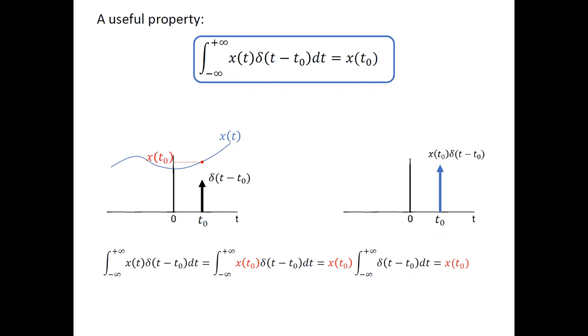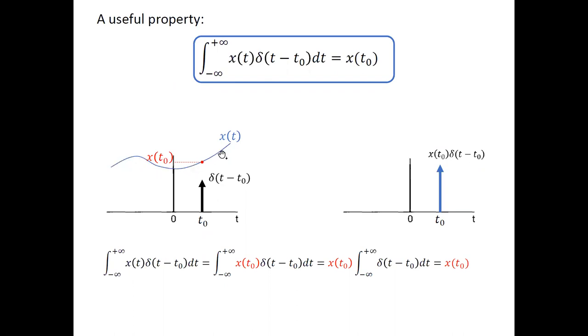So after we learned the definitions of unit impulse and unit step, what I feel is very useful is to introduce to you this property. Let's first look at the figure instead of the equation. We have a continuous time signal. On the time axis t, we have a shifted version of the unit impulse, delta of t minus t0. Without loss of generality, let's assume t0 is positive, so we are shifting to the right to t0.